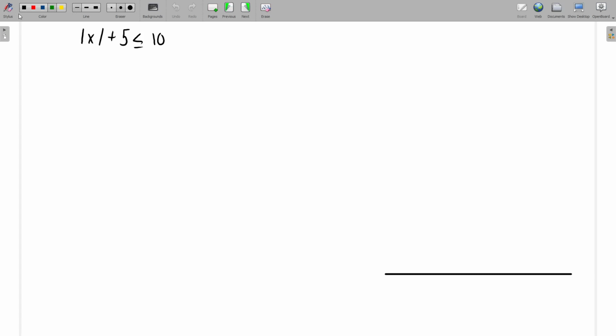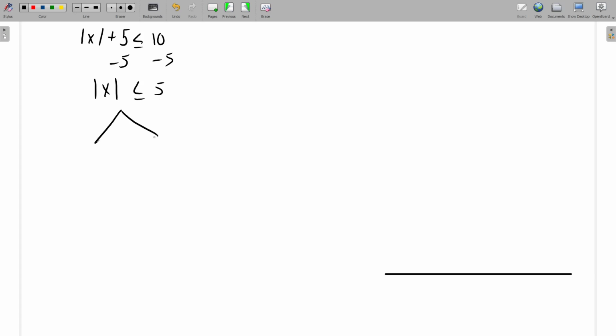Looking at our second example, we have the absolute value of x plus 5 is less than or equal to 10, and we're going to do this exactly the same way we just did it. We're going to take the 5 that is not in the absolute value and move it across the inequality by subtracting it, giving us an absolute value of x is less than or equal to 5.